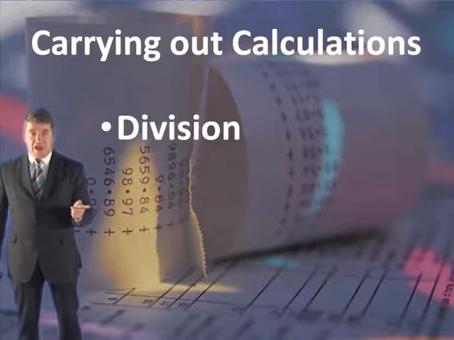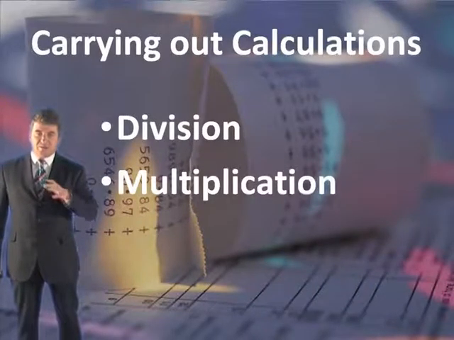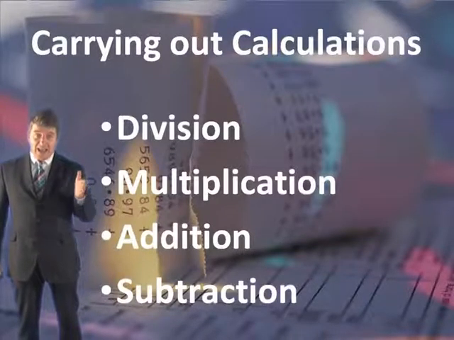D is division and M is multiplication. Carry out multiplication and division first. Then you carry out addition and subtraction. So finally, any addition and subtraction.